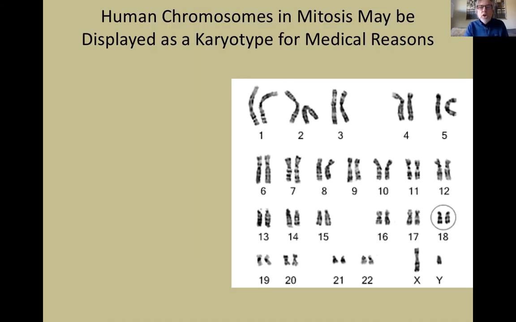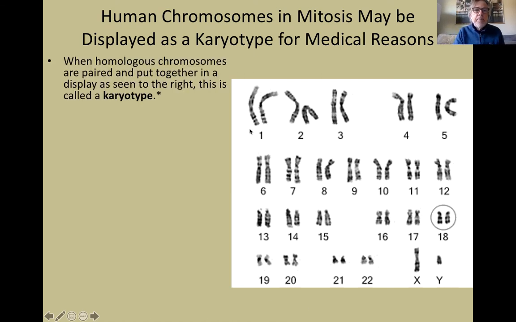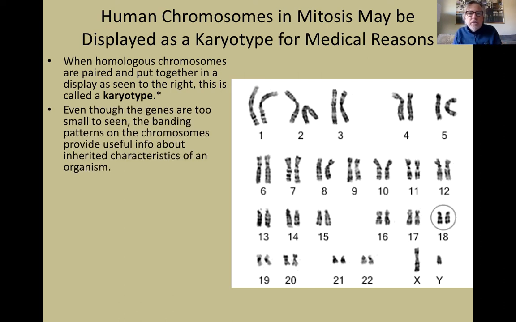Now, one of the reasons we know so much about chromosomes is because we can see them during mitosis. And one of the techniques that was used to study genetics in the very early days was to take photos of cells during mitosis, blow them up, and then cut them out of the photo and pair them up into what's called a karyotype. So when homologous chromosomes are paired and put together in a display such as this, it is called a karyotype. Even though the genes are too small to see here, there are banding patterns on the chromosomes, and scientists use that to gather information about inherited characteristics of an organism.